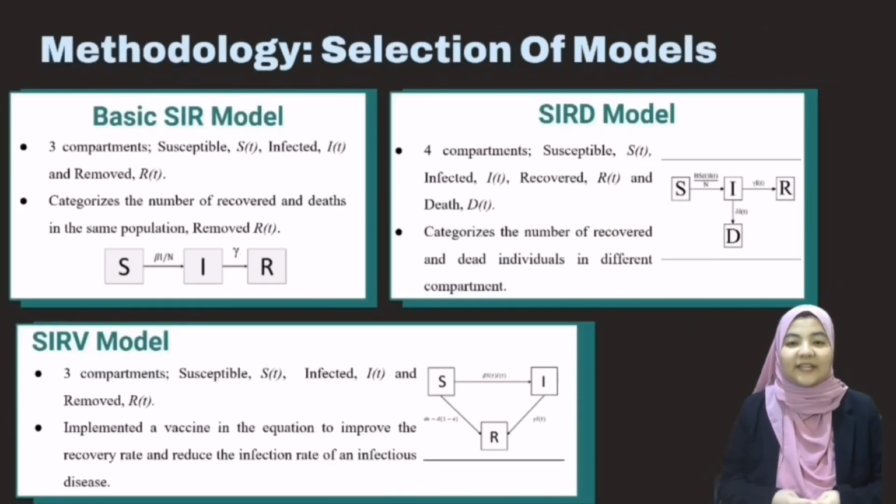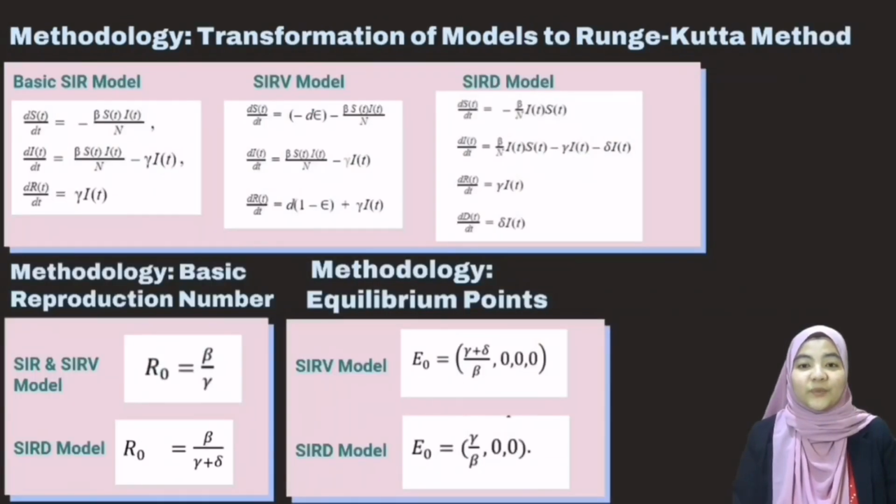The model that was selected is the basic SIR model, which consists of 3 compartments, and it categorizes the recovered and death in the same compartment called the removed population. The SIRD model is one of the modified SIR compartment models, as it differentiates the number of recovered and death in 2 different compartments. Then there is an SIRV model that has the same compartments as the basic SIR model, but with an implementation of a vaccine in the equation. Next is transforming the models to Runge Kutta method.